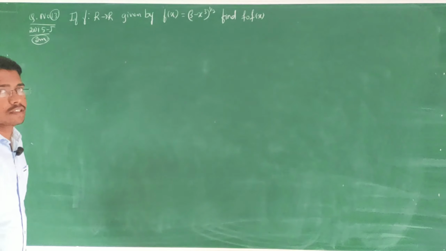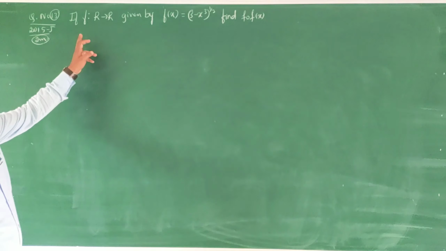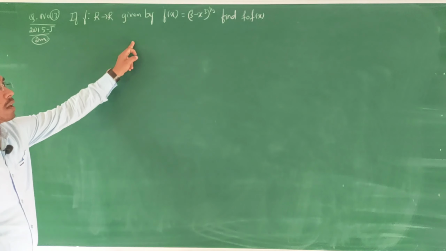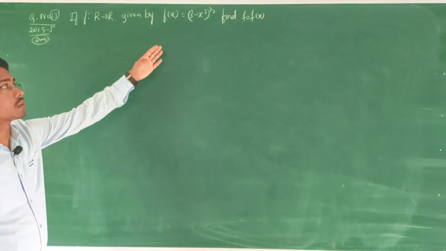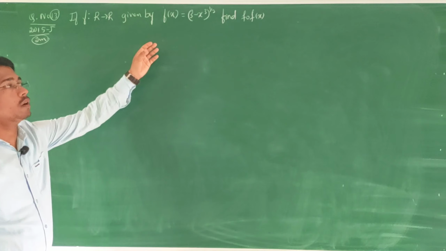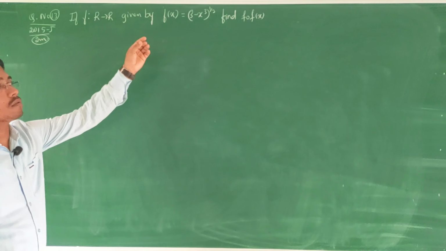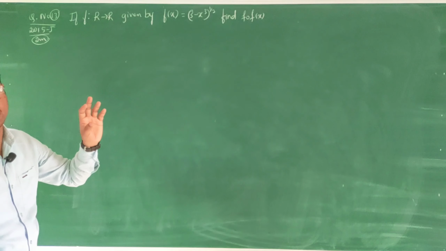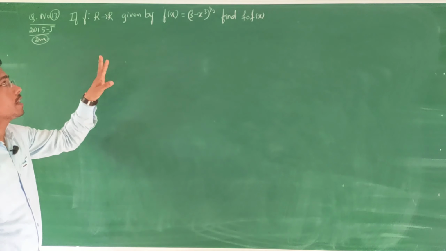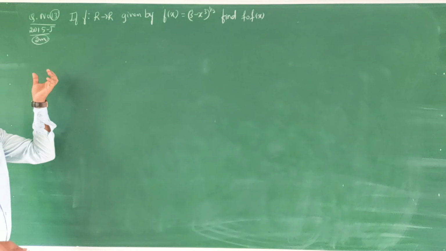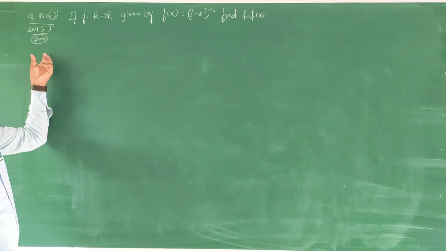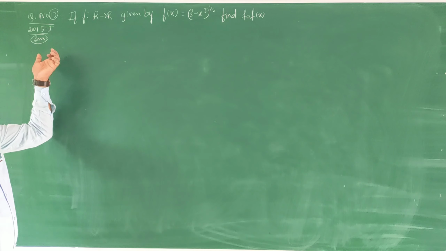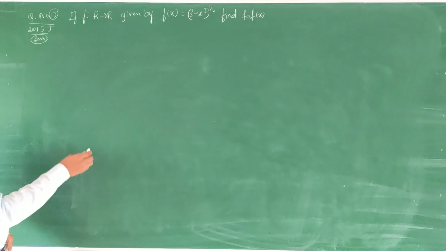Okay, see here students, f from R to R is given by f of x equal to 3 minus x cube, bracket raised to 1 by 3. Find fof of x. We have to find fof of x, right? So, important question, already asked for 2 marks in the 2015 annual examination. Okay, solution.